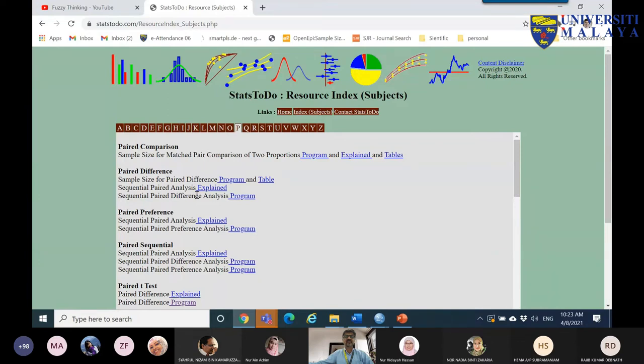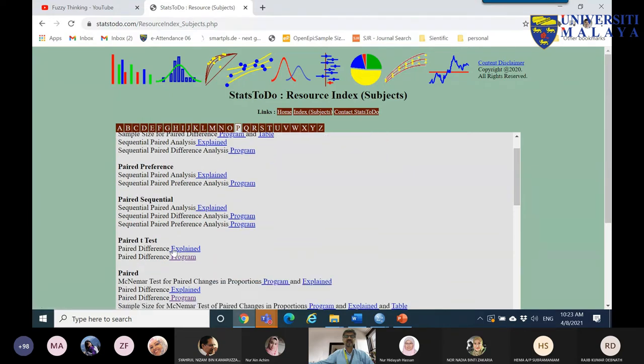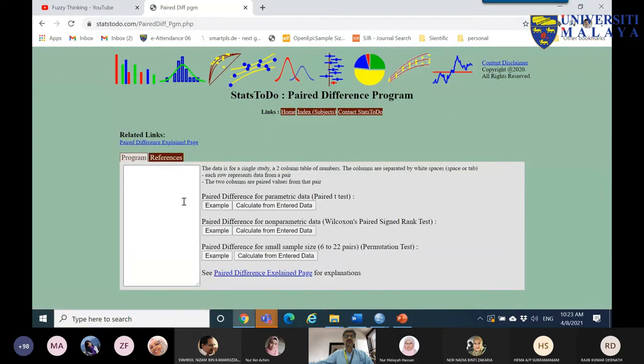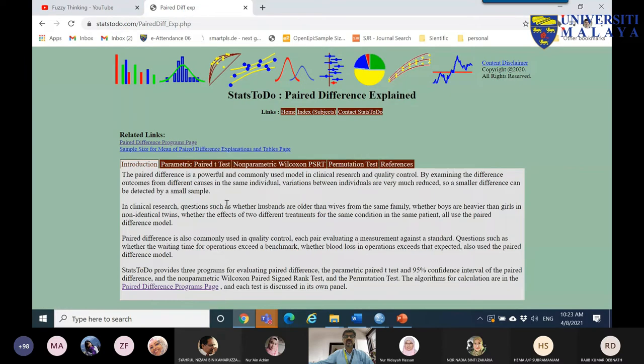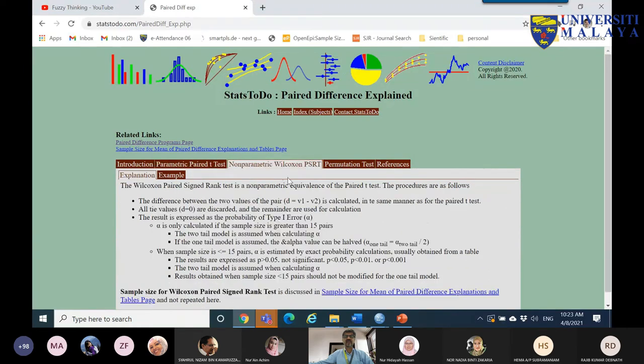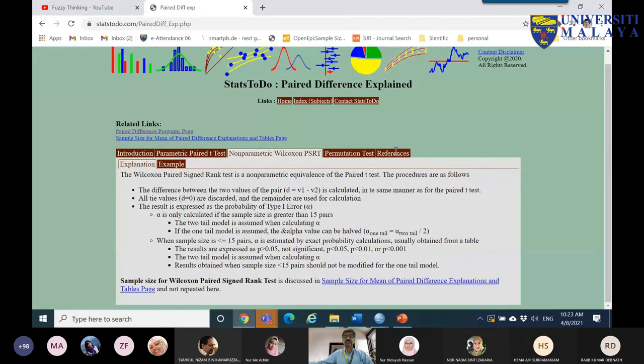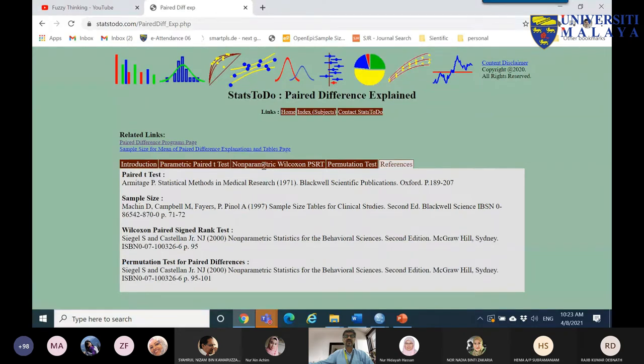It's a very interesting platform for those people who are not able to access any statistical software. For example, paired t-test: you go to the program, and under program you just put in your data. There are some examples you can follow. And if you want to know more about the paired difference, you go to the explanation page. This is paired t-test, non-parametric Wilcoxon, and all the information plus the references are provided by this free website.